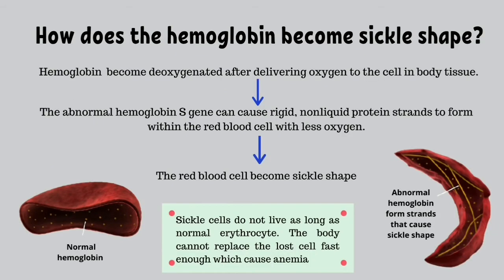How does the hemoglobin become sickle shaped? Hemoglobin becomes deoxygenated after delivering oxygen to the cells in body tissue. The abnormal hemoglobin S gene can cause rigid, non-liquid protein strands to form within the red blood cell with less oxygen. The red blood cell becomes sickle shaped.